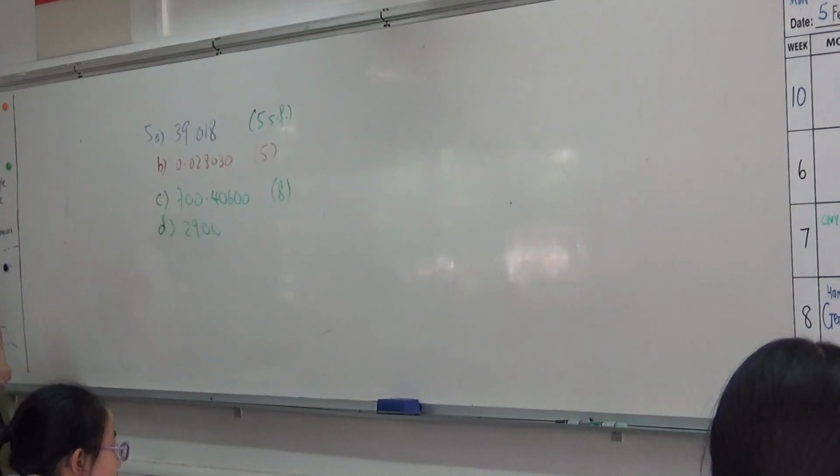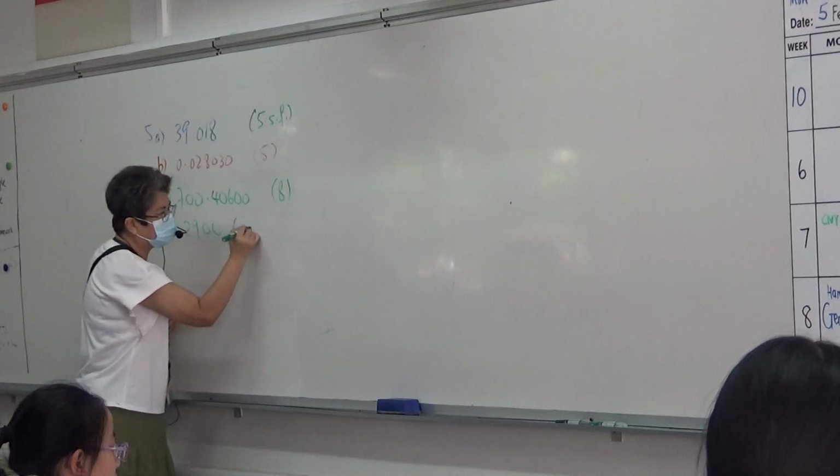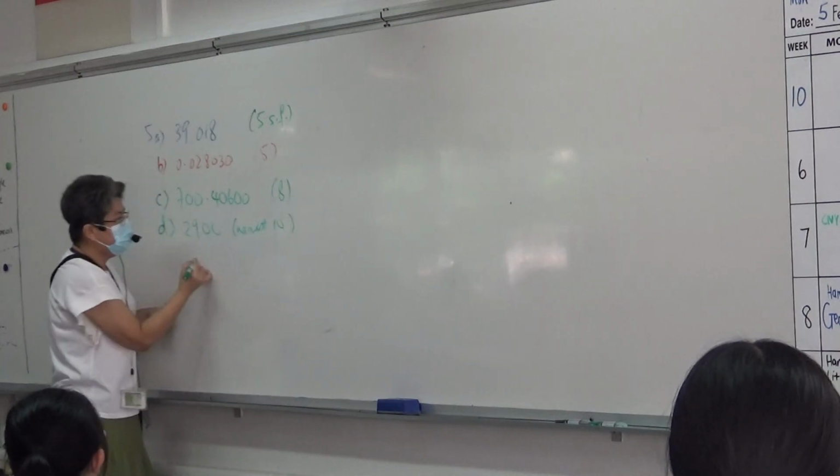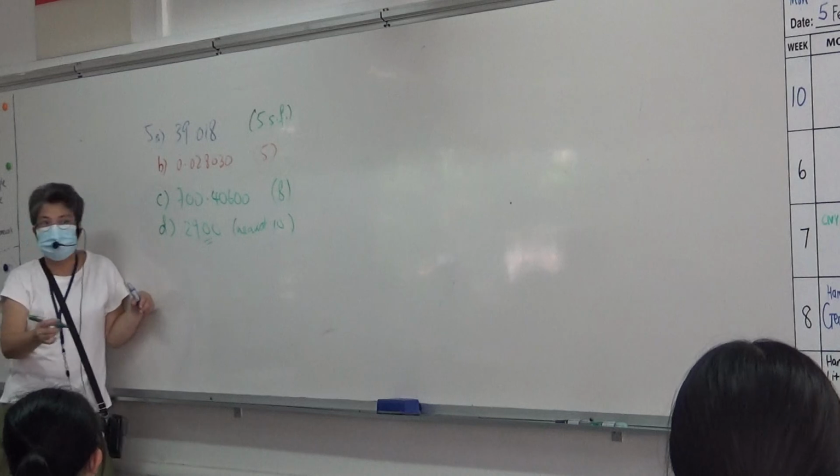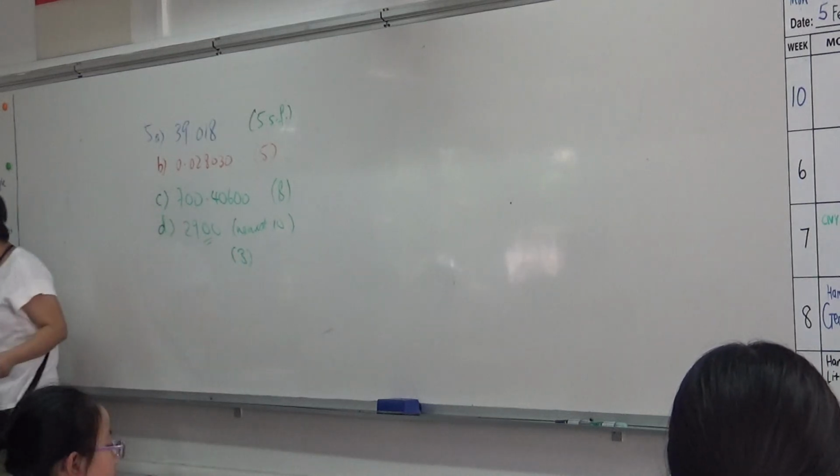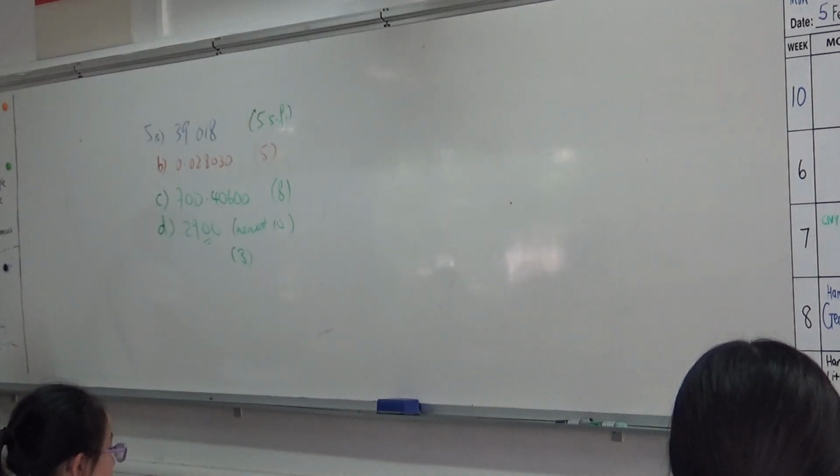This first one is the nearest 10. The nearest 10 is here, right? So how many cylindrical figures? 3. Can you see? Everybody okay? So 3, yeah?